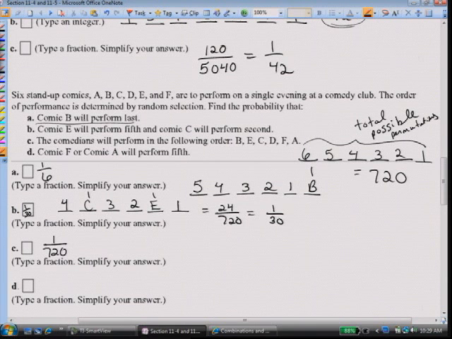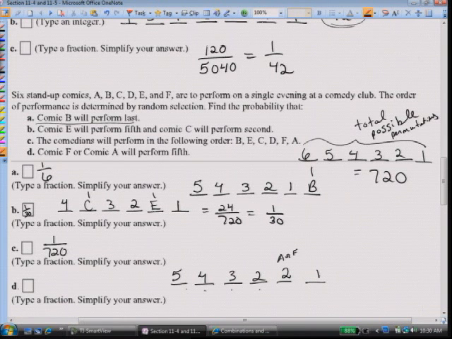All right, now comet F or comet A will perform 5th. So how many choices do you have for the 5th slot? 2. You have 2. This is either A or F, right? So how many choices do you have here for the first comet? It's actually 5, because you either picked A or F, and then the other guy goes into the pot, so he could be first. So this is going to be 5, 4, 3, 2, and then 1.